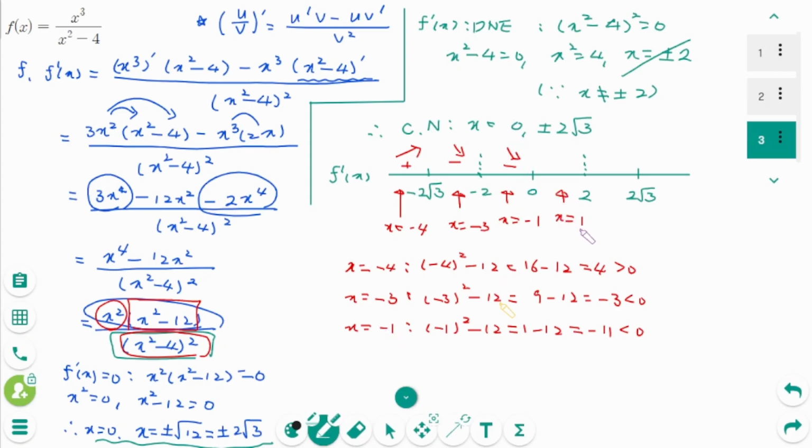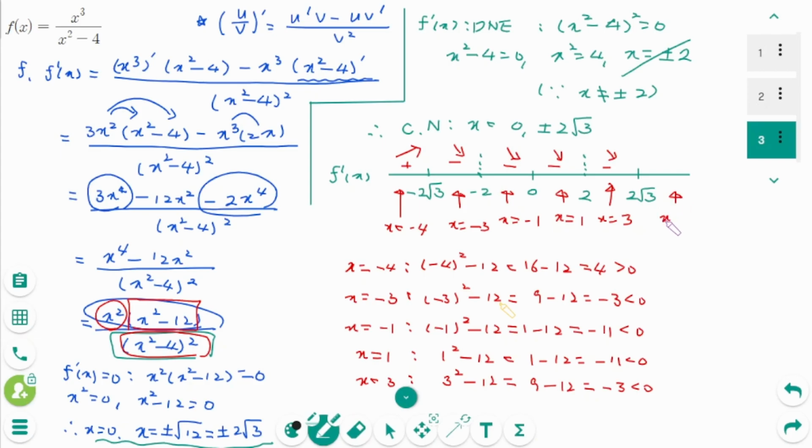When the testing number is 1, 1 squared minus 12 equals 1 minus 12, also negative. When the testing number is 3, 3 squared minus 12 equals 9 minus 12, which is negative. When the testing number is 4, 4 squared minus 12 equals 16 minus 12, which is 4, positive.